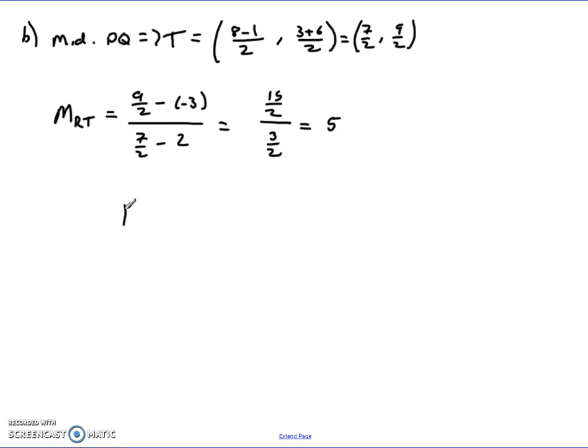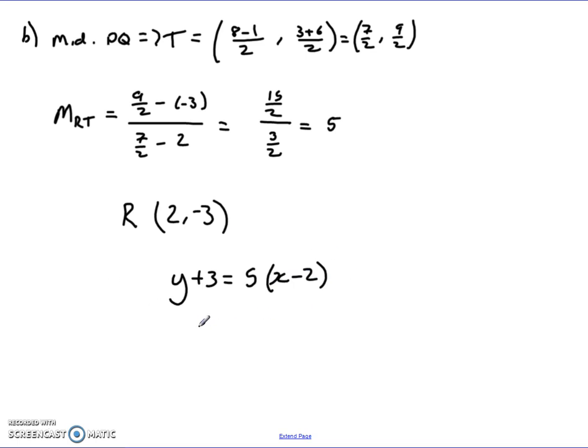We know the point R, which is on the line. The coordinate of R is given by 2, -3. I do also have the point here at T, but that would be slightly more complex to put into my equation than R. Always try and pick the easier of the two. And then I use y minus b equals m(x minus a) to get the equation of my line. So y minus b gives me y minus -3, so it's y plus 3, equals m, which is 5, bracket x minus a, which is x minus 2.